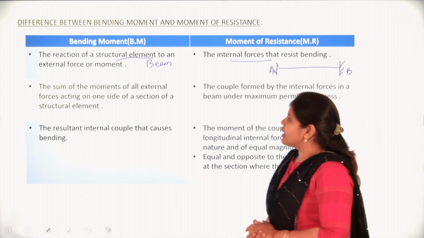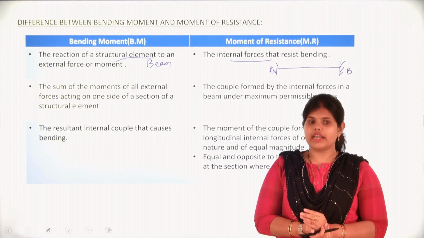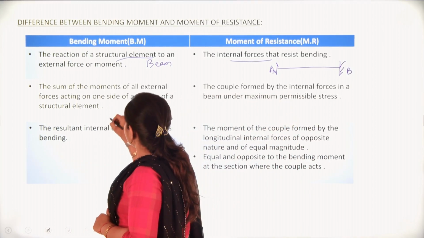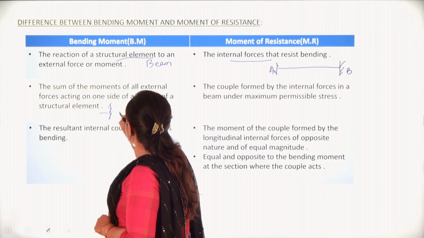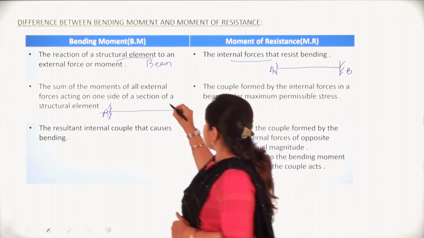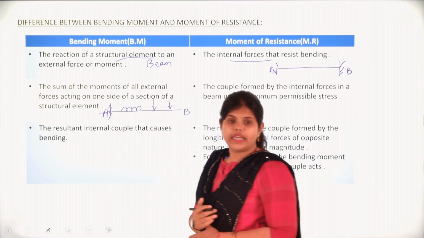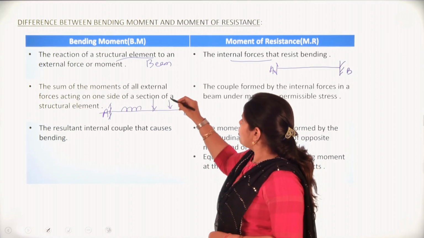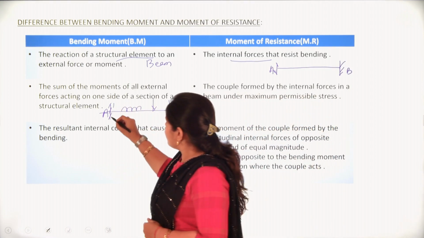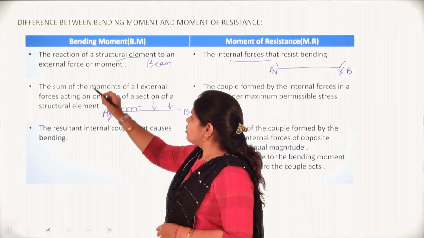Next is the sum of the moments of all external forces acting on one side of a section of a structural element. Like if we have the beam AB, here you can see that we have two point loads and in the middle we have one UDL. The sum of all the forces acting, we will calculate along one side of the beam. That will be termed as your bending moment.